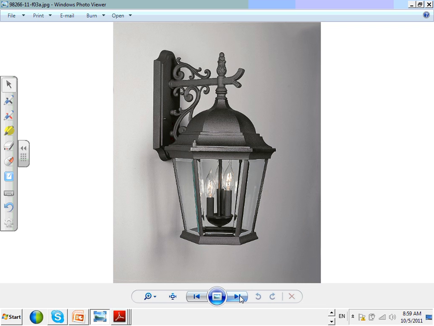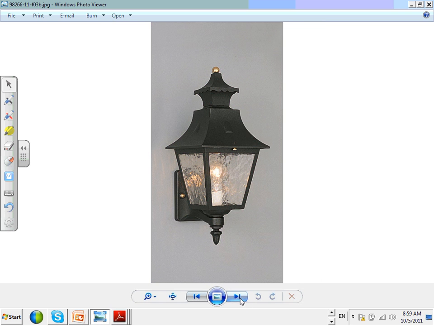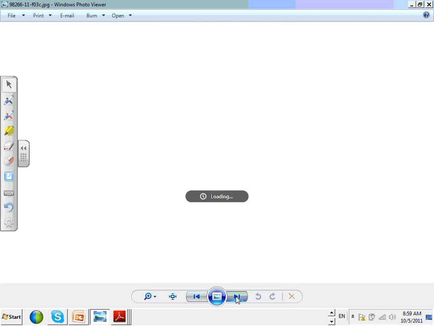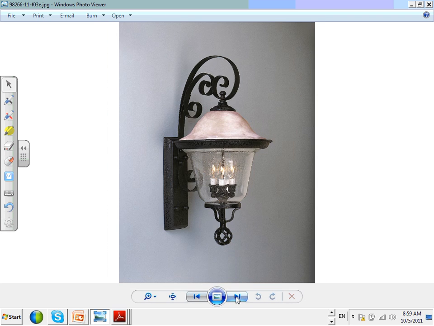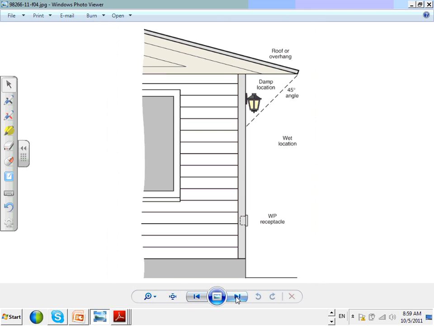This is a light that you can use outside in a damp location, a couple of fixtures. And if you need more, just visit Menards and you'll have more than you can even imagine. Wet location. Here's the damp location that we talked about, guys, under the canopy.